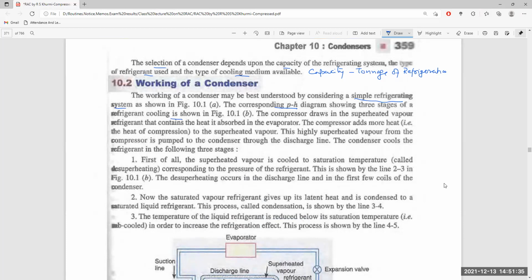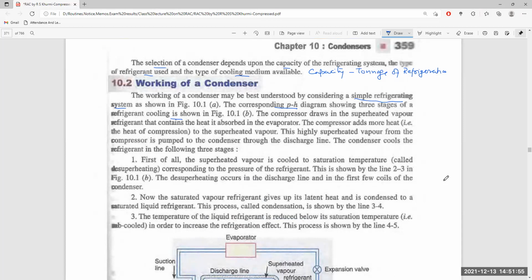The compressor draws the superheated vapor refrigerant. The heat is absorbed in the evaporator. The compressor adds more heat. The highly superheated vapor, then compressed, is pumped by the compressor through the discharge line. The condenser cools the refrigerant in three stages.